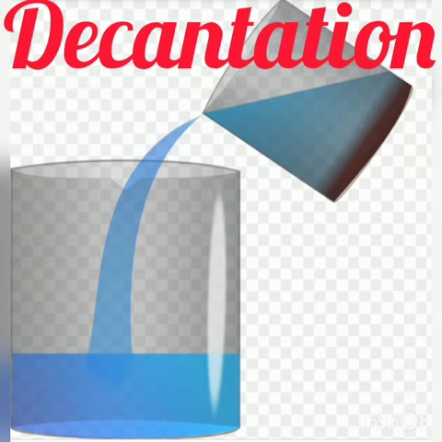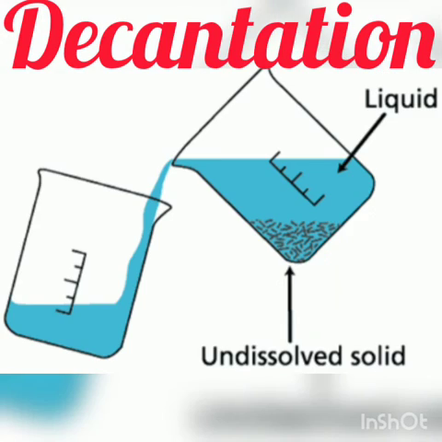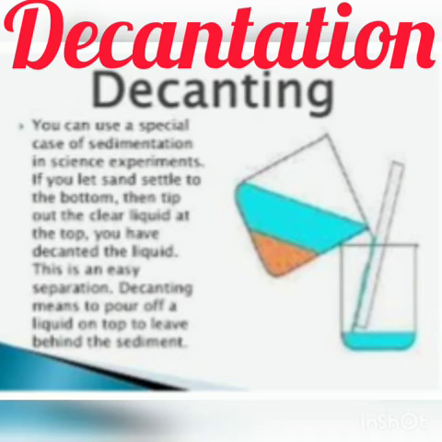After sedimentation, we can see a layer of clear water on top. This clear water is slowly poured into a separate container without disturbing the settled impurities. This process of carefully pouring out the clear water from the top into another container is called decantation.